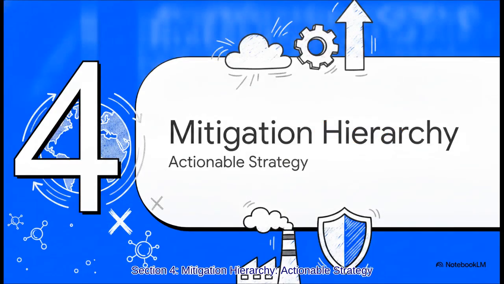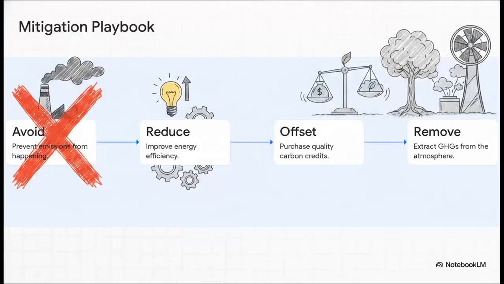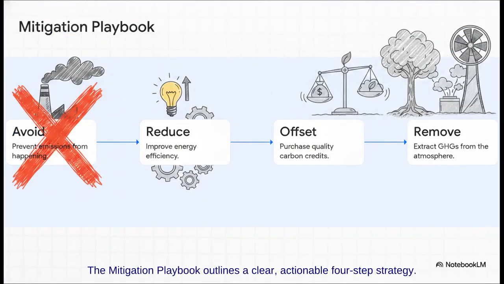Section 4. The mitigation hierarchy. Now that we've defined the problem and the specific gases we're dealing with, let's talk about the strategy you'll use to handle it. Think of this sequential 4-step hierarchy as your actionable corporate playbook. Step 1 is avoid. Can you change a business process entirely to prevent the emissions from happening in the first place? Step 2 is reduce. Can you improve your energy efficiency to lower those emissions you simply cannot avoid? Step 3 is offset. For those remaining emissions, can you purchase high-quality carbon credits to balance them out?